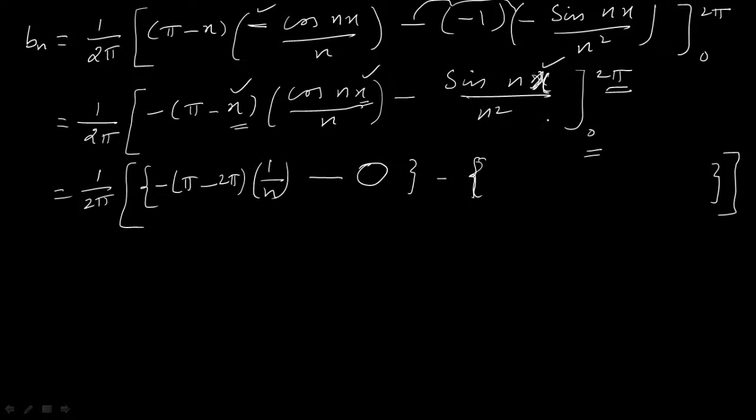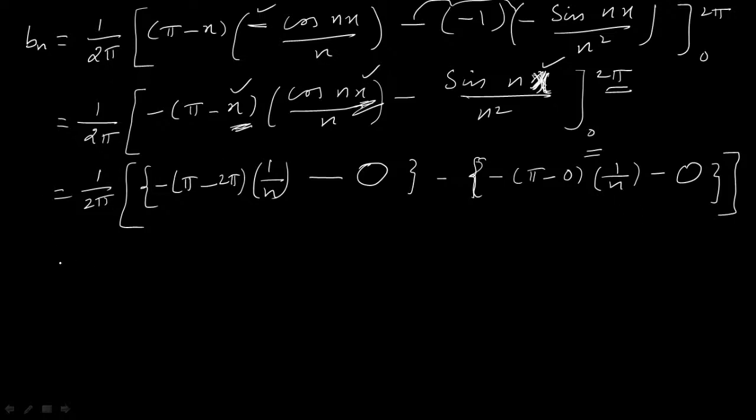Minus lower limit value. Coming to the lower limit value, first we have to substitute 0 for x. So minus pi minus, you just replace this x by 0. And you know already cos 0 is 1. So 1 divided by n minus sine 0 value, you know already. Sine 0 value is 0. If you replace this x by 0, what happens? Sine 0 is 0. So the entire term becomes 0.